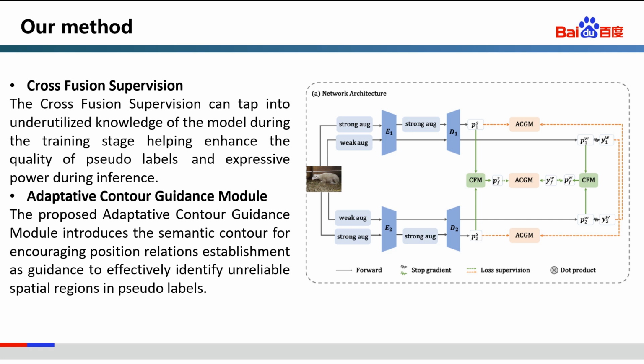Our cross-fusion supervision, which neatly blends coherent perturbation, can tap into underutilized knowledge to enhance the quality of pseudo-labels during the training stage and help enhance expressive power during inference. The proposed adaptive contour guidance module introduces the semantic contour for encouraging position relations establishment as guidance to effectively identify unreliable spatial regions in pseudo-labels and accurately mitigates the problem of confirmation bias.